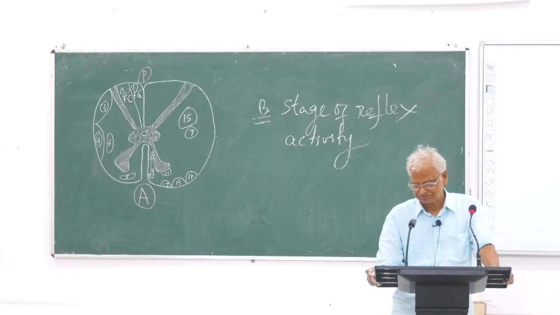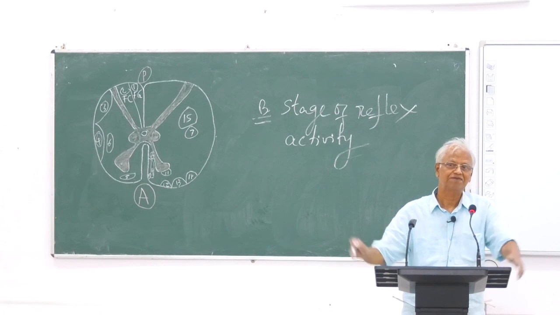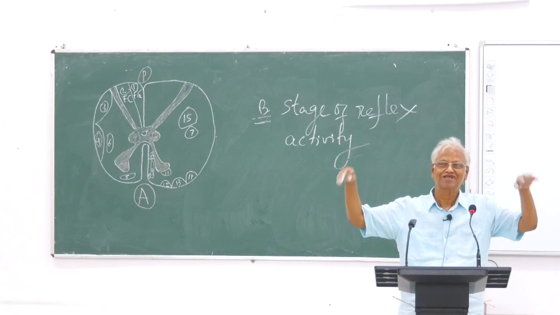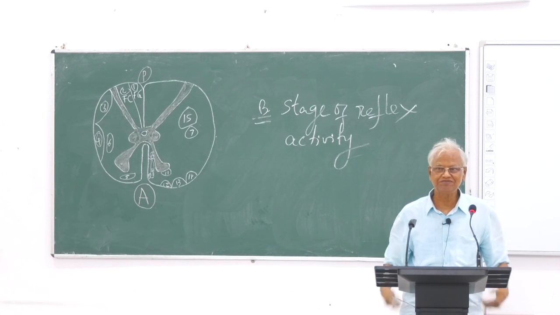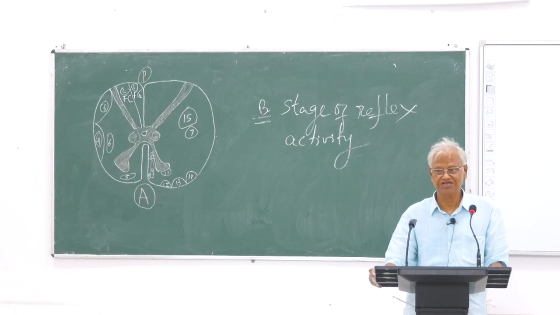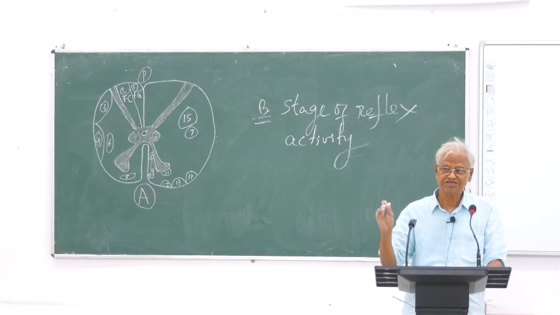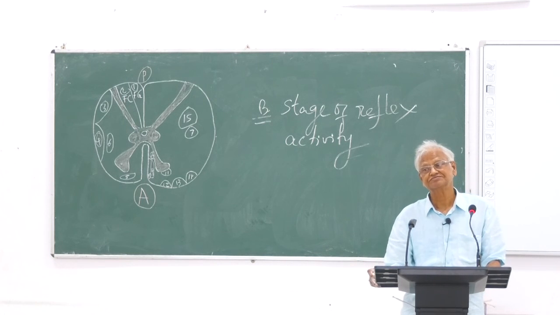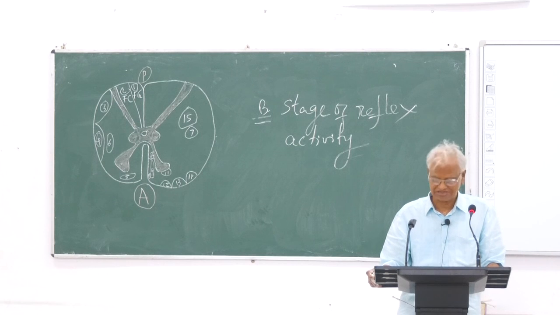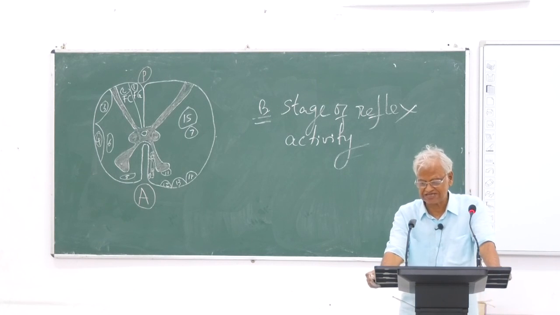Number 5, stage of paraplegia. Upper limbs become active, lower limbs are not working. This is called the stage of paraplegia. In most cases, the stage of paraplegia remains throughout life. Number 6, deep reflexes appear. Tendon reflexes, etc.